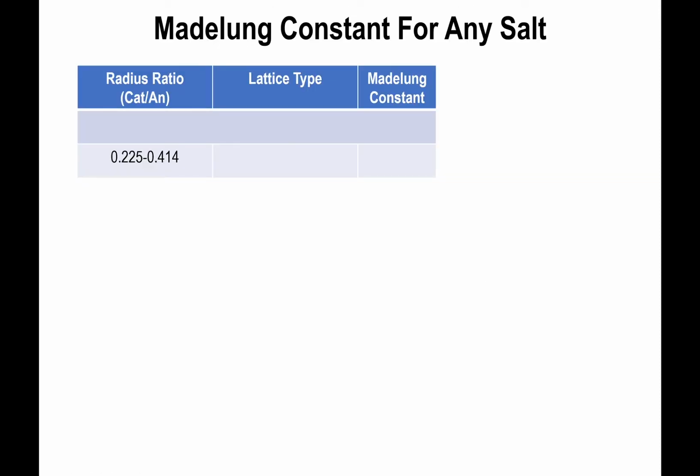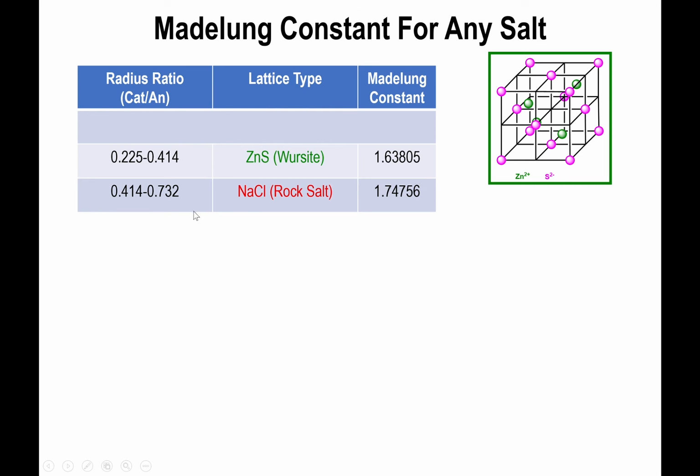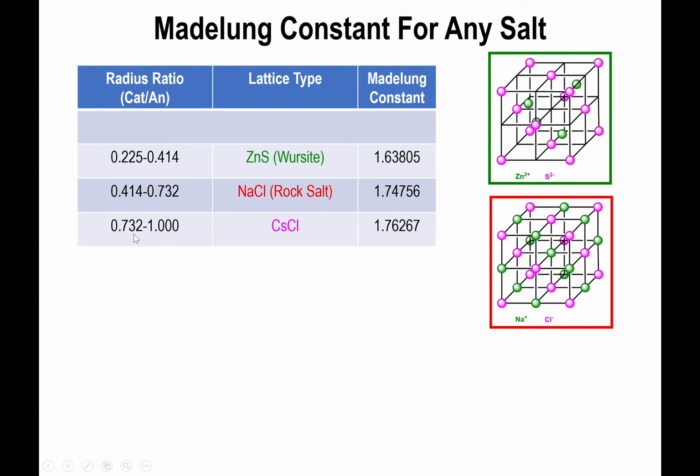But there's something that you could use to figure out the value of the Madelung constant for pretty much any type of salt. If the value of the cationic radius divided by the anionic radius falls between 0.225 and 0.414, you have a given value for the Madelung constant. If the value falls between 0.414 and 0.732, you have a different value. If the ratio falls between 0.732 and 1, you have yet a new value.